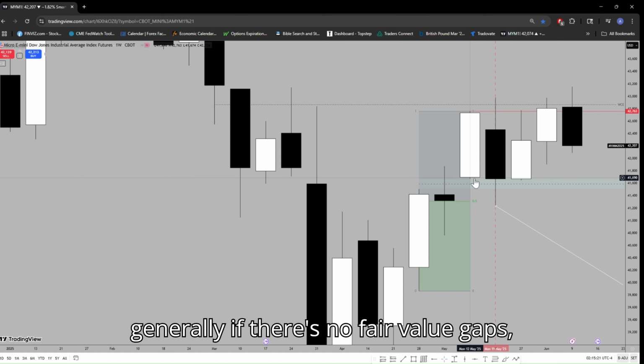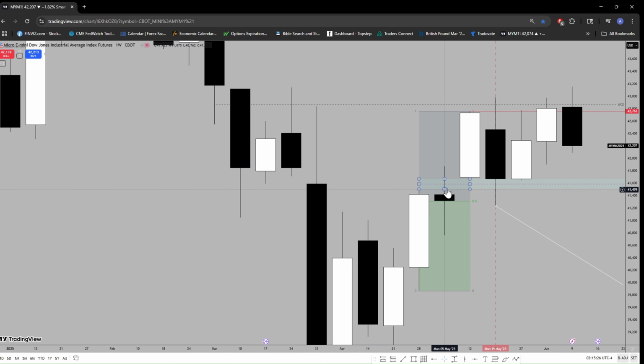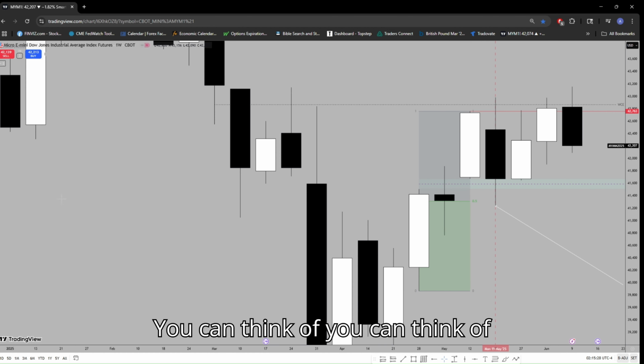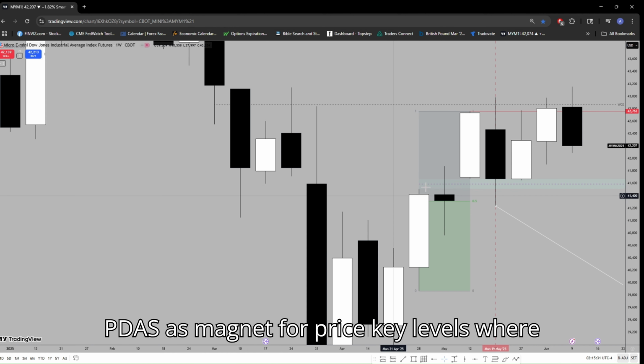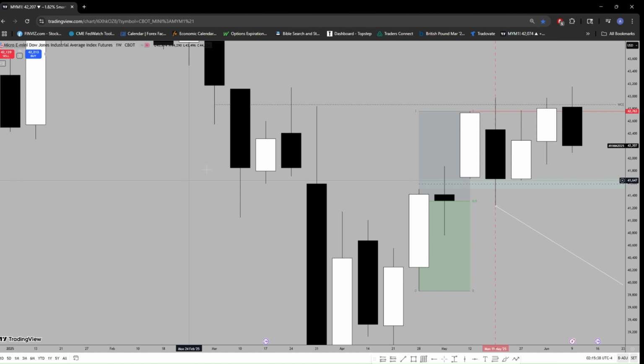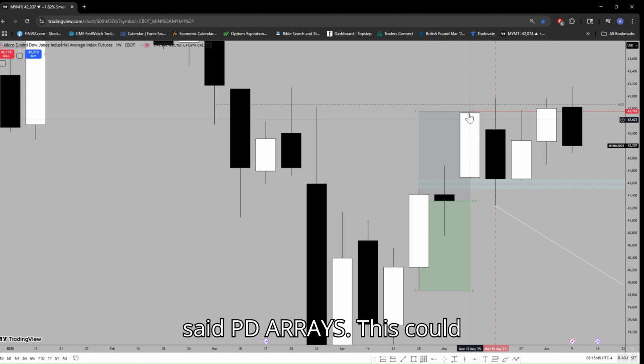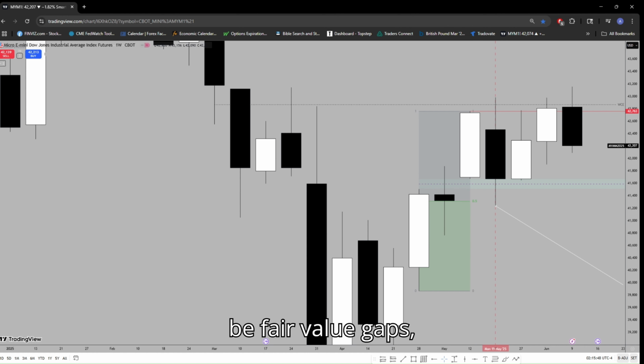Generally, if there's no fair value gaps, we mark our nearest PDA. You can think of PDAs as magnets for price, key levels where we can expect a reaction. For this model, we will be looking back at 3 candles for said PDA. This could be fair value gaps, 50% of overlapping wicks, order blocks, etc.